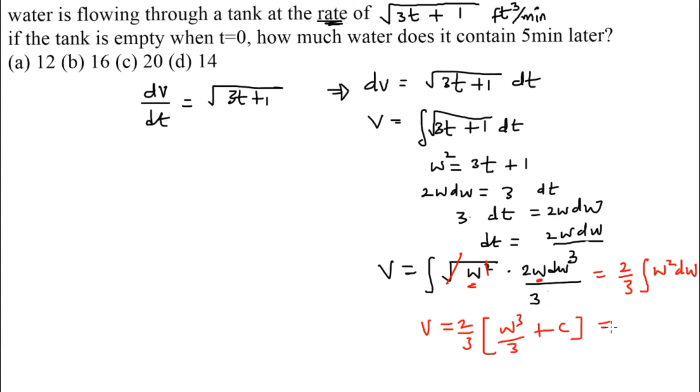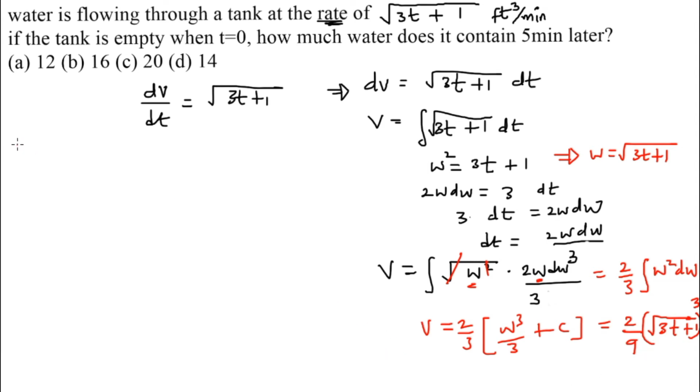But remember, what is w? That's 2 over 3 times 3, which is 9. W raised to power 3. Remember, if w squared is equal to 3t plus 1, it means that w is root 3t plus 1. So we have 3t plus 1 to be raised to power of 3. So okay, that's our v right there.